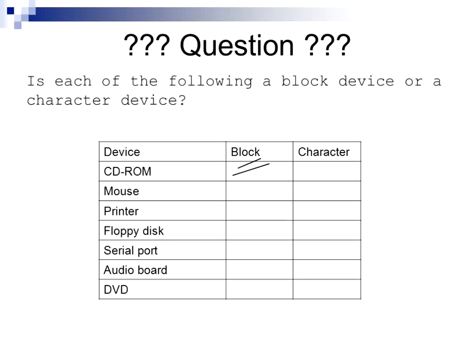Okay, what about a mouse? Is a mouse a block device or a character device? Character. That's right. You're doing mouse clicks. You're doing mouse positioning. What about a printer? Is that block or character, you think? Character. That's correct.